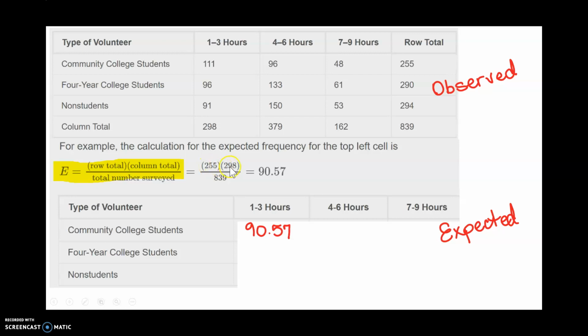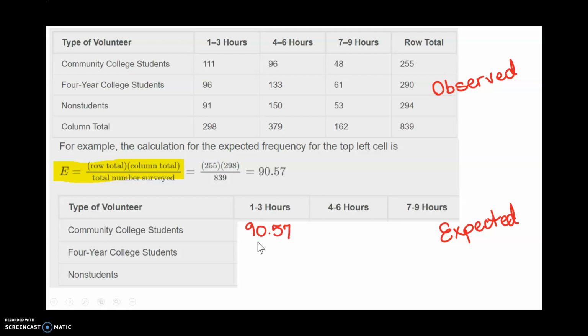Then I'm going to multiply that by the column total. Okay, so again, this is the column. So if I come up here, that would be 111 plus 96 plus 91. That would be 298. So that's where we're getting this guy. And then we're going to divide that by the total number in the survey. So you can see that right over here. And if you had added the row totals or the column totals, you would have gotten that. All right, so we're going to divide that, and that's where we're getting this 90.57.